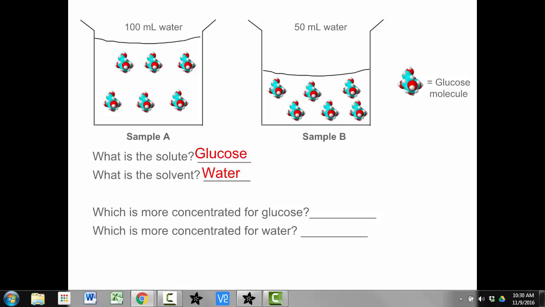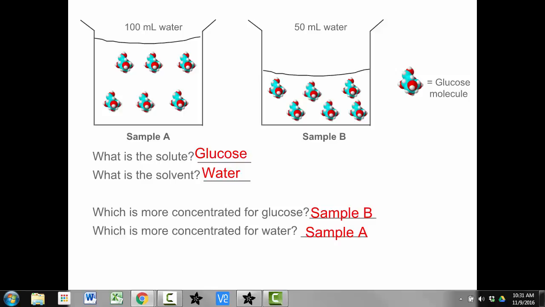B. So if we look at the molecules, how does the number of glucose molecules compare? It's the same, but then why did you say B, Aiden? Well, it looks like there's less water, so they're more together, so you'll taste them more. Yes. So even though they have the same number of molecules, in B we have less water, therefore we have a higher concentration of glucose in sample B, a higher concentration of water in A.